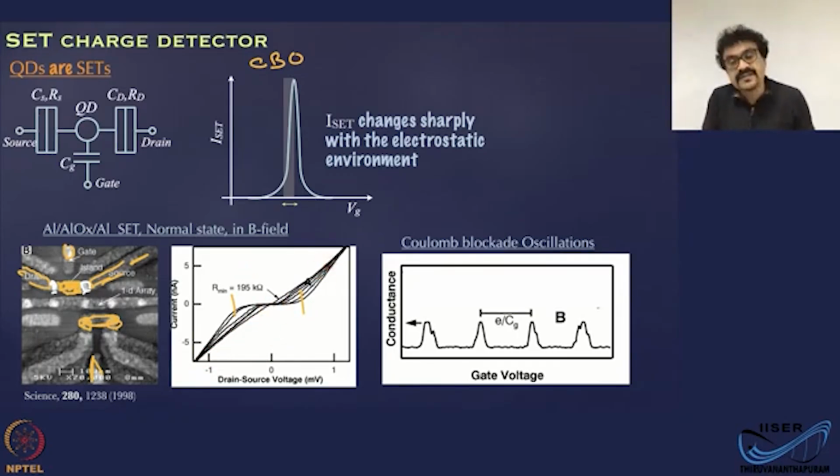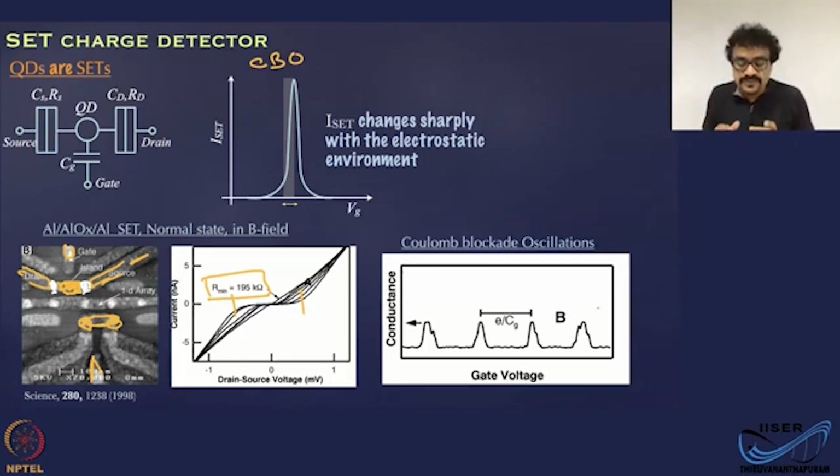This is the IV characteristics, the current voltage characteristics, whereas these are the Coulomb blockade oscillations, where gate voltage versus the conductance is plotted in this diagram. And this device has a resistance of 195 kilo ohm in the normal state. That means these two tunnel junctions together give you a resistance of 195 kilo ohm, which is more than the resistance quantum for the combined system.